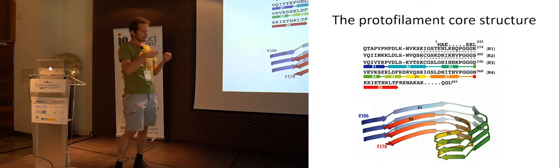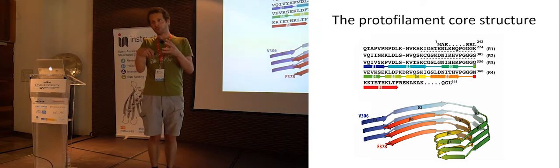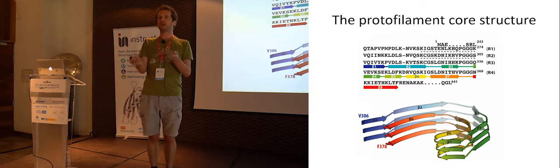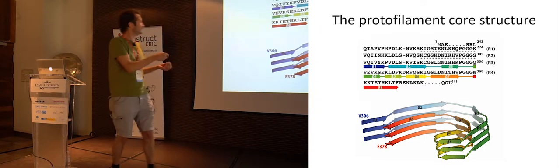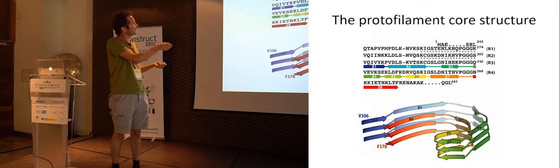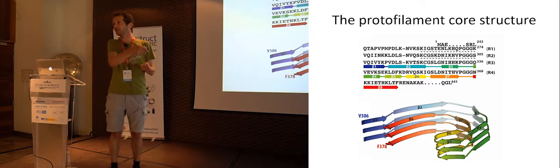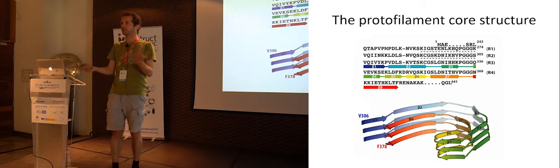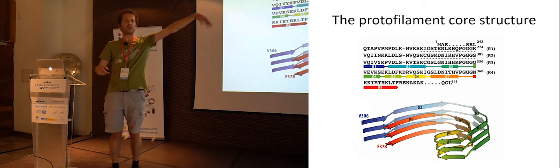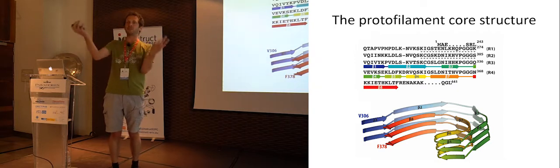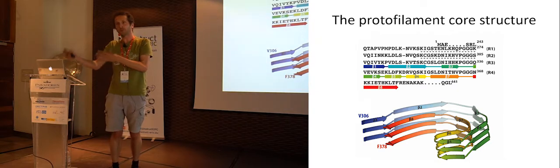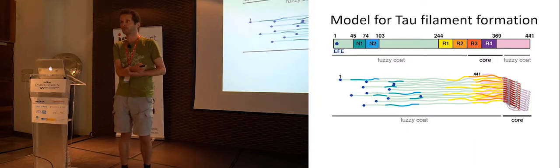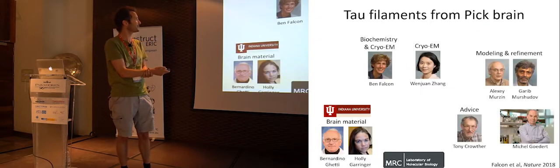Now, the structure of the protofilament can explain why you can have both three and four repeat tau isoforms inside AD filaments. That is because the structure conveniently stops at the beginning of the third microtubule binding repeat. So whether the second repeat is spliced out or not, whether it's present or not in your protein, it doesn't matter. This flops out randomly in the fuzzy coat, and you can just randomly incorporate either three repeat or four repeat tau in the filaments. So that's then the model for tau filament formation in AD.